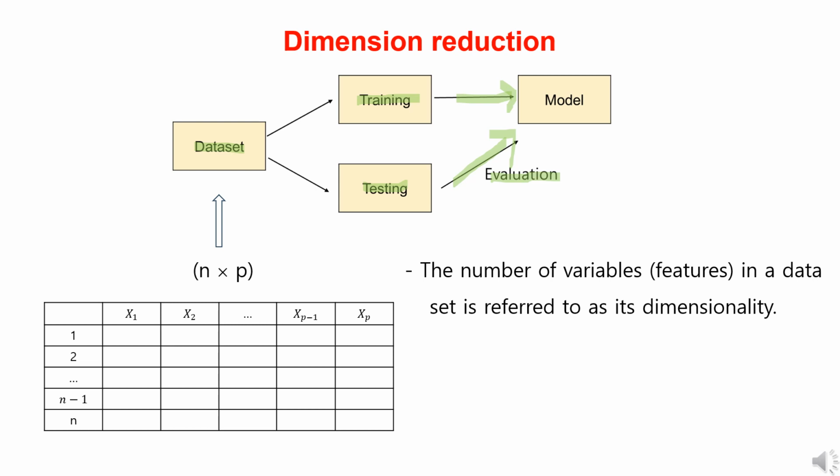Generally, image and text data have a large number of features, which can be thought of as many X values. The number of these features is called the dimension. In the case of the data shown in this slide, it is represented as an n by p matrix, which means that there are p features and a total of n data points.